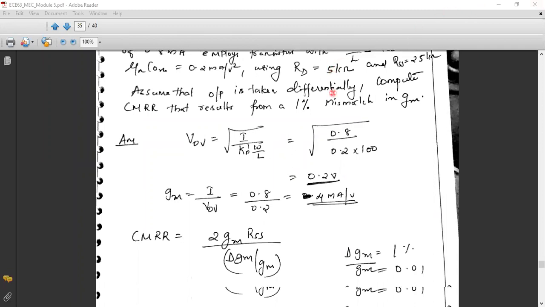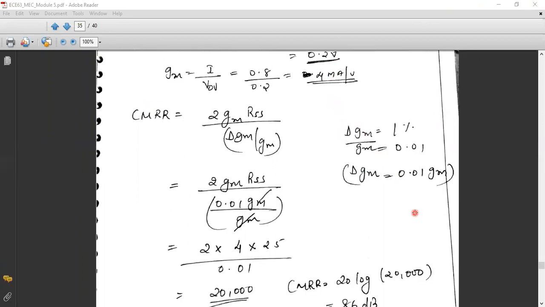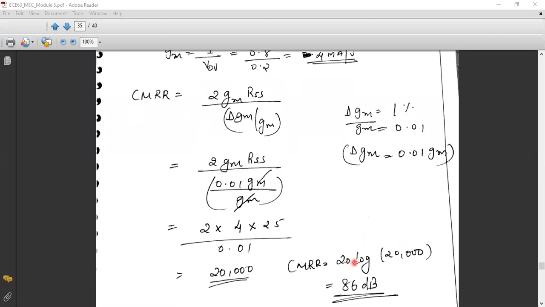Yes, the answer is 20,000. So we can't expect infinite CMRR because, since there is a mismatch in transconductance, CMRR will come down to a finite value. Now convert into dB scale, that is 20 log of 20,000, which is 86 dB. Clear?